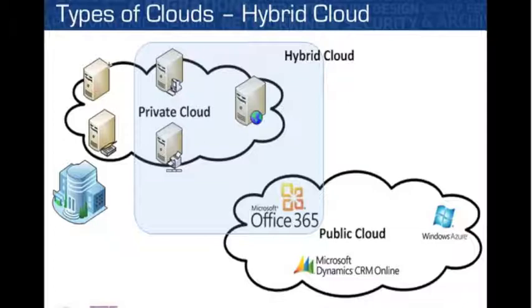When you put those two together, you can have some of your information stored locally on your own servers, and some information you can store at Microsoft and Amazon and Google. And when you do that, you have a hybrid cloud.